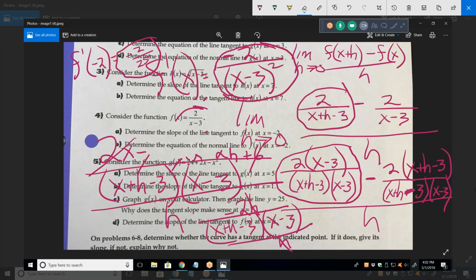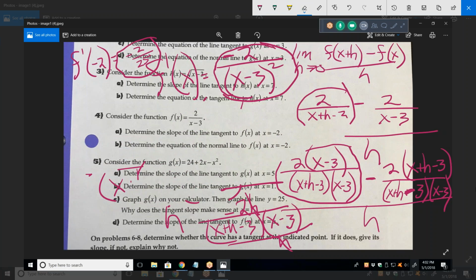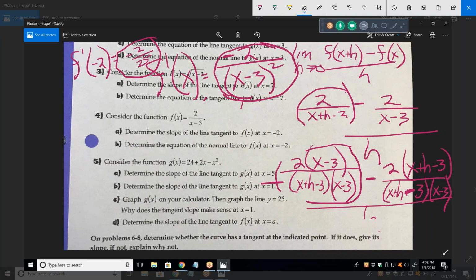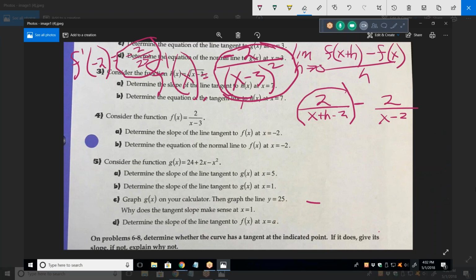Now, the second part of that question, determine the equation of the normal. Well, I'm still going to use point slope. I always am using point slope. I'm never using slope intercept anymore, because when you do calculus, what you end up with is the slope and a point. Well, I just figured out what the slope is. Minus 2/25.